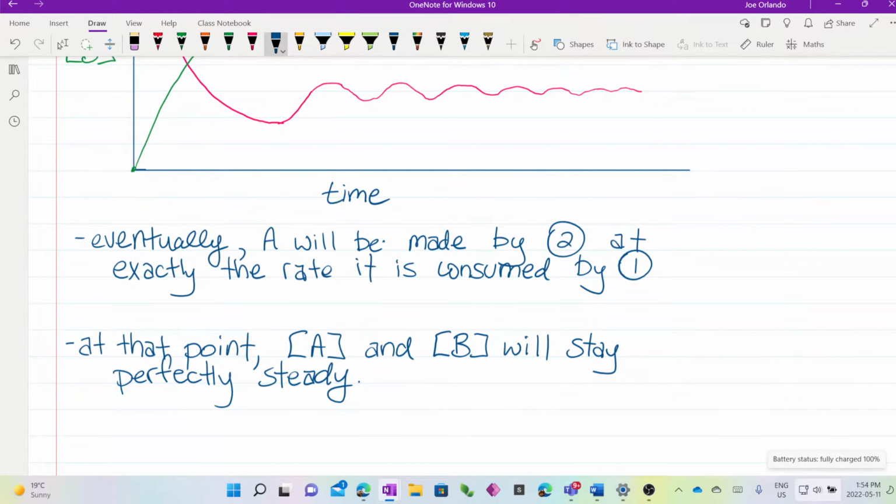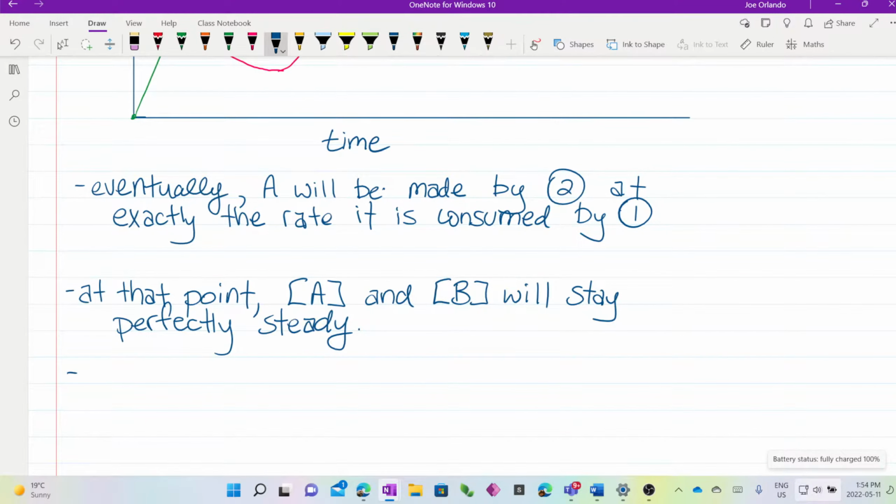So at exactly this point, eventually this will steady out. It will be perfect. By the way, if you felt so inclined, well, we'll get to that in a minute. What do we call this state? Well, it's obvious. It's in the title of the lesson. This state is called equilibrium.